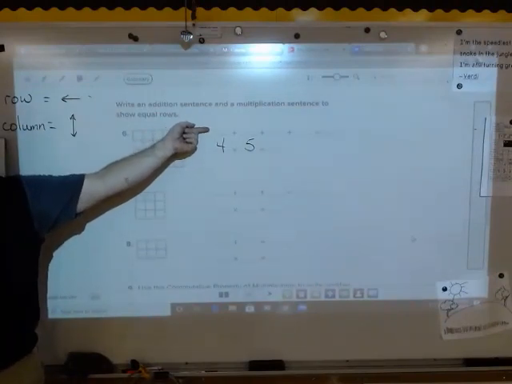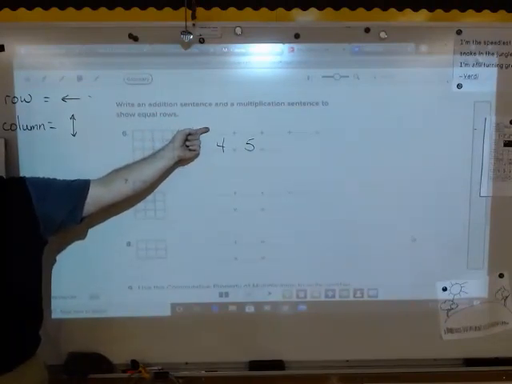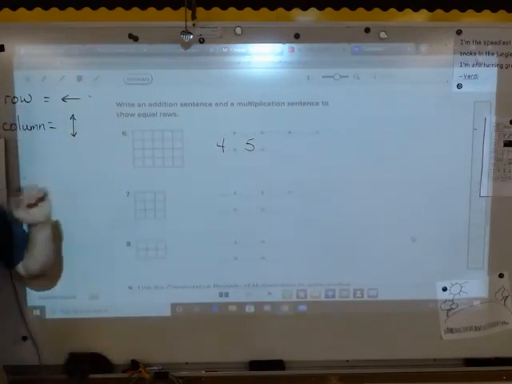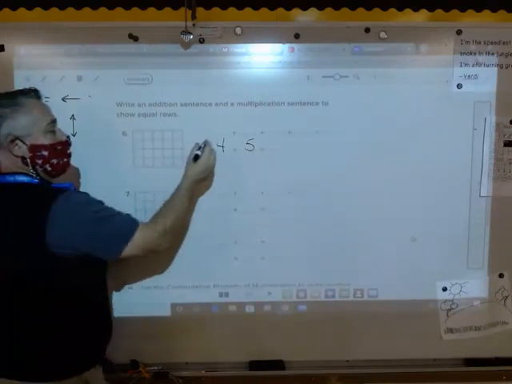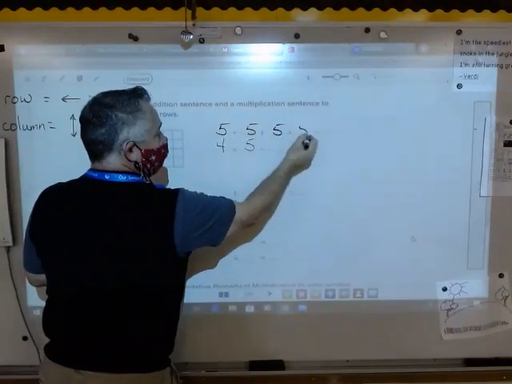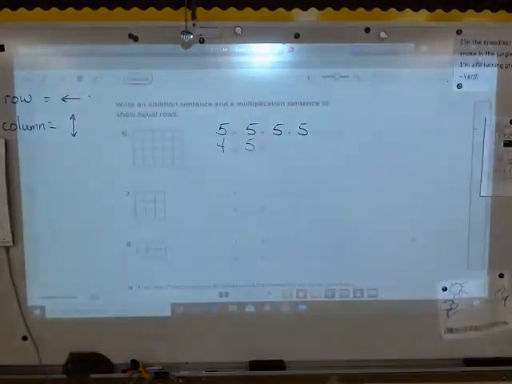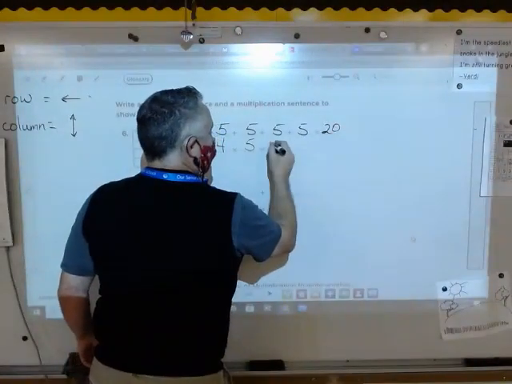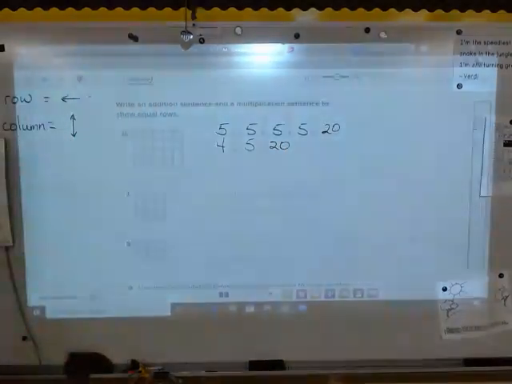What would my addition be? Make sure you're thinking of the right numbers. 4 groups of 5. So what am I actually adding, Lily? The 5? Yes, I'm doing 5 plus 5 plus 5 plus 5. Somebody tell me what's the answer for both of those? 20. Veinte in Spanish. All right? So that's how that kind of a problem would work.